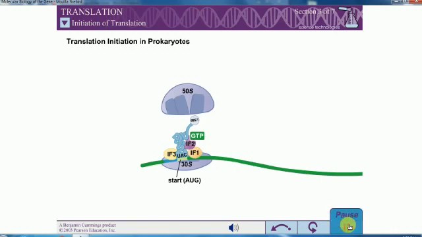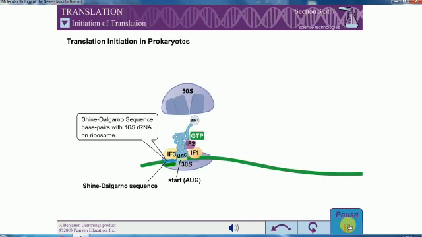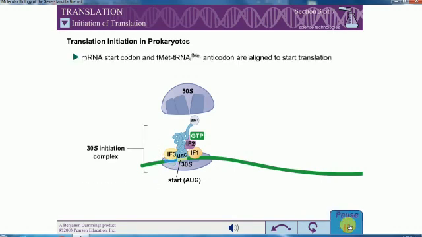The ribosome binds to a sequence on the mRNA, called the Shine-Dalgarno sequence, through a complementary sequence on the 16S RNA of the small subunit. The messenger and transfer RNAs can bind the 30S subunit in either order. The small subunit of the ribosome, aligned with the mRNA start codon, is called the 30S initiation complex.